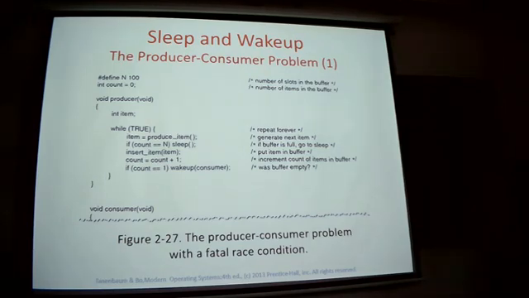Two global variables for the producer and the consumer respectively. Okay, but there are also some problems with these programs. For example, this is the buffer. The bottle is shared by producer and consumer, okay?